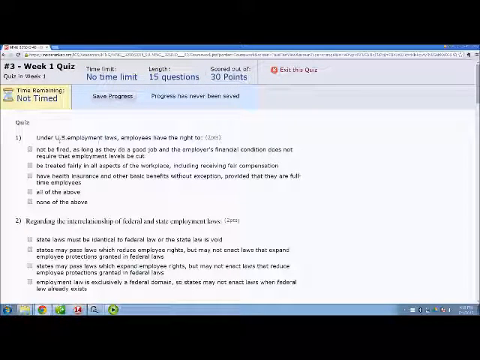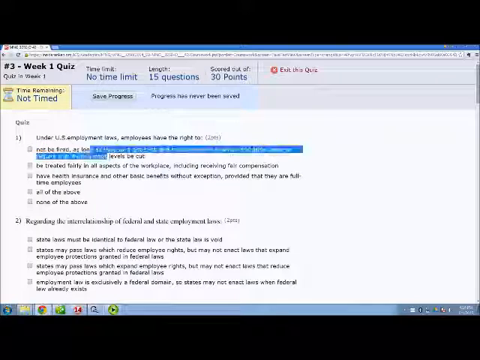Under U.S. employment laws, employees have the right to not be fired as long as they do a good job and the employer's financial condition does not require that employment levels be cut. Well, we learned in part 1 of the PowerPoint that employment at will is the U.S. system. So that's not correct. We know this is wrong because people can be fired at any time for anything unless they fall under an exception. Now, this answer isn't talking about any exceptions, just saying they can't be fired.